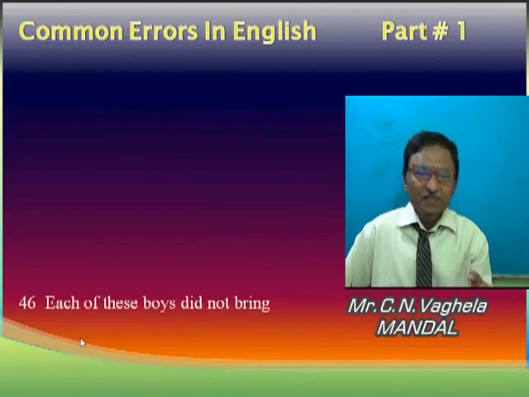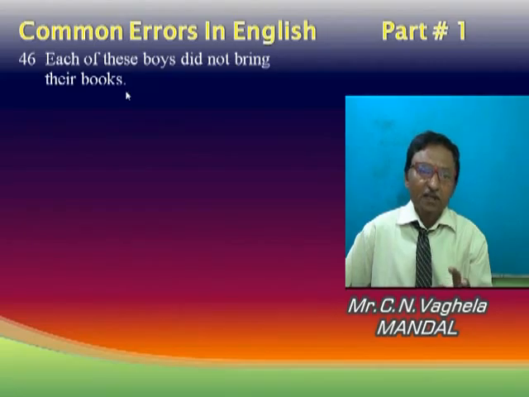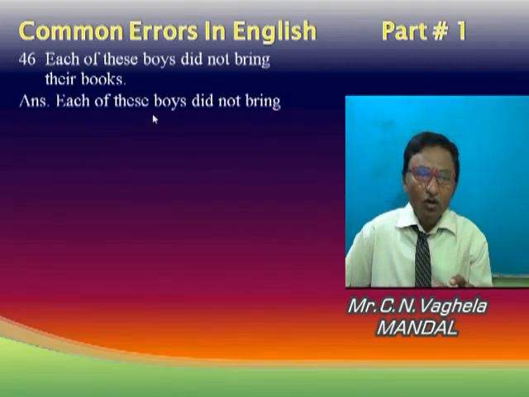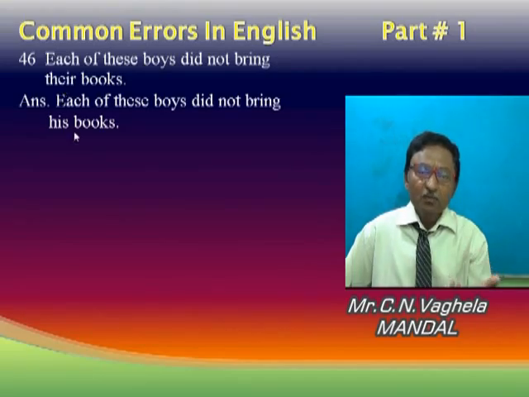Next sentence. Each of these boys did not bring their books. Here there is a mistake. Each is used only for singular. Each of these boys did not bring his books, not their books, because their shows plural, and his, that is third person singular. Each, it is used only for singular name. Their books is wrong. Correct is, each of these boys did not bring his books.